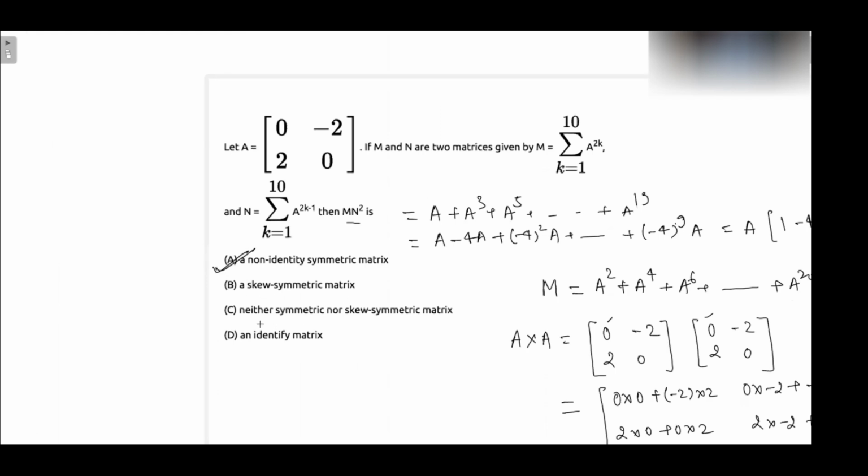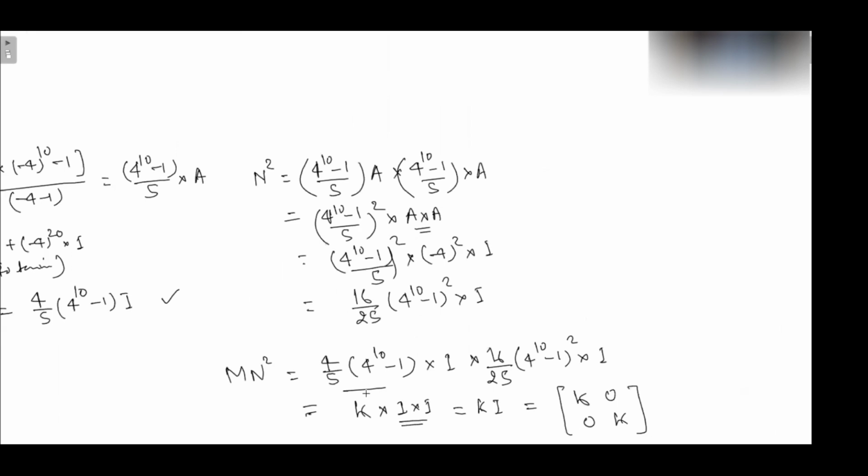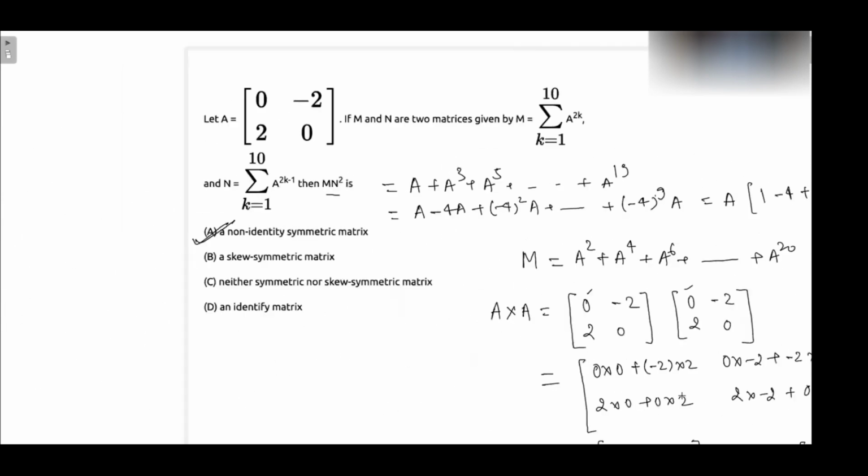This is not a skew symmetric matrix. It's a symmetric matrix. It is also not an identity matrix, because had there not been any constant k over here, which is this big number, then we could have said it is an identity matrix. But it is not getting cancelled out, rather it is becoming such a big number. Because of this reason, this is a symmetric matrix but not an identity matrix, and this will be your answer.